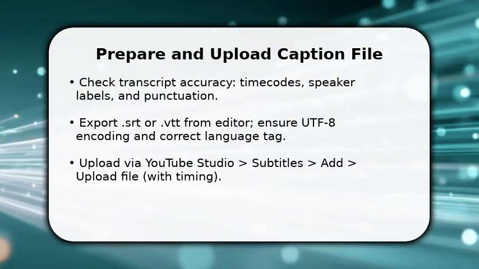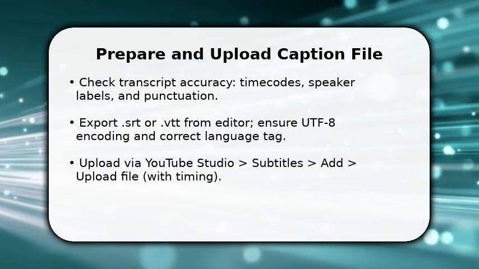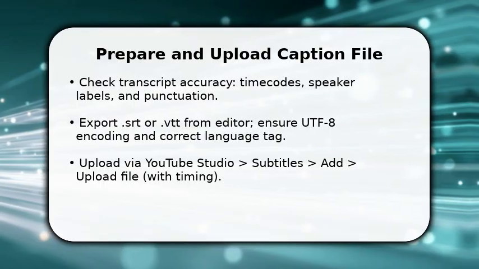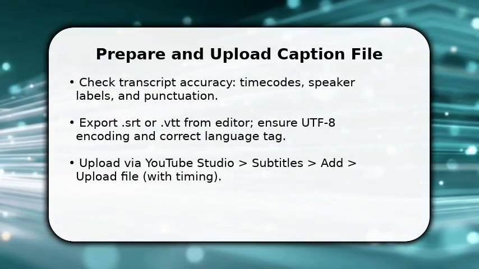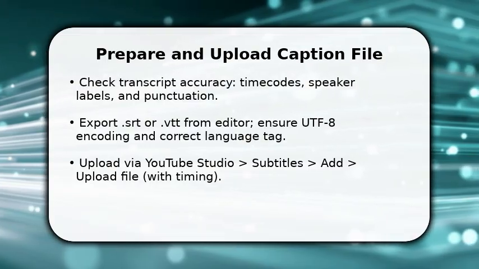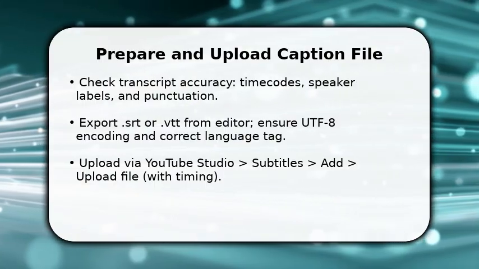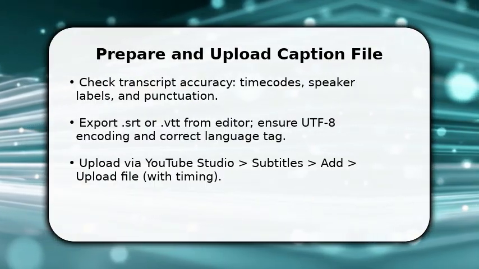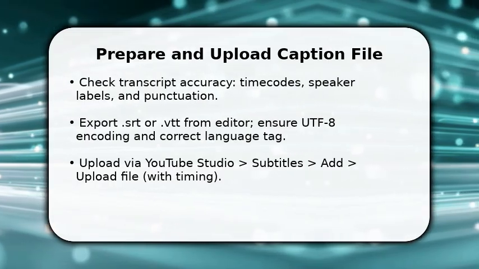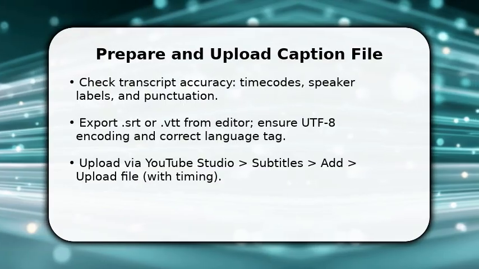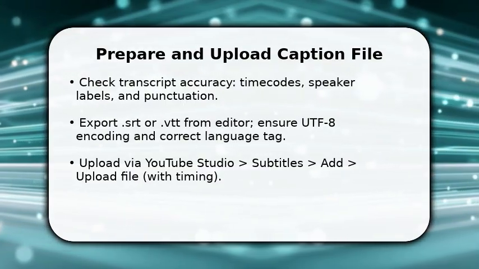You start by making a clean caption file so YouTube can sync properly. Open your transcript editor, correct timecodes and speaker labels, and export as SRT or VTT in UTF-8. Once done, go to YouTube Studio, pick subtitles for the video, and choose Add Upload File with Timing. You do this because native file formats retain timing and formatting, so captions display at the right moments and avoid line breaks or dropped lines that confuse viewers.